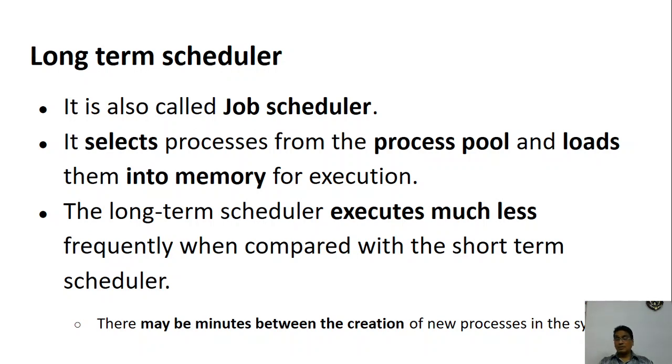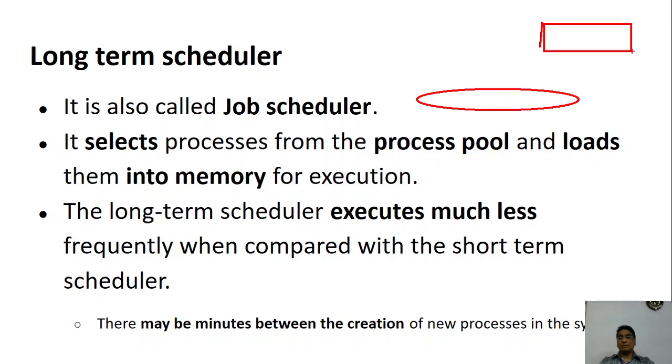It's also called a job scheduler. So what is the work of the job scheduler? Remember, at any instance of time, there will be many processes which are waiting to be brought to the memory. These are called process pools. So there will be many processes. Everybody says, hey, I want to get executed, I want to get executed. Some of them are fortunate enough to reach that particular RAM and then get executed.